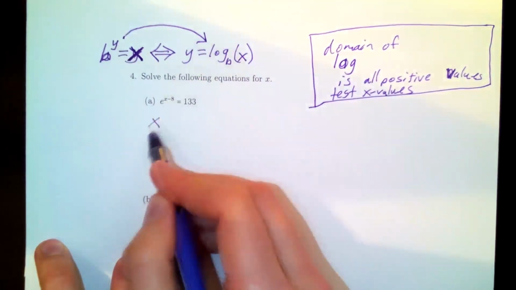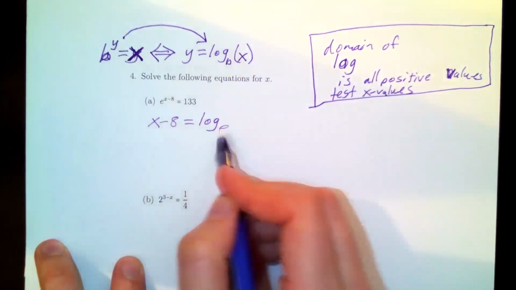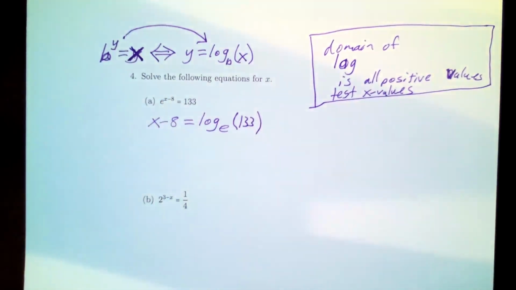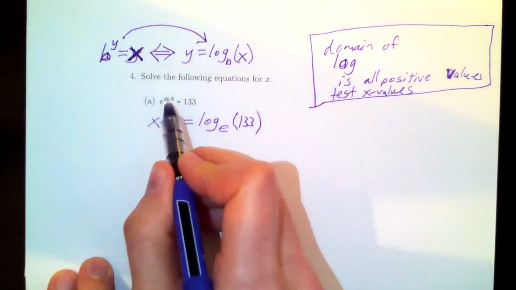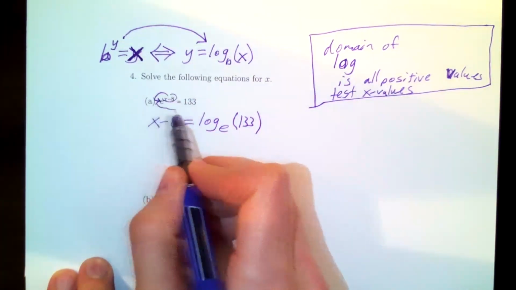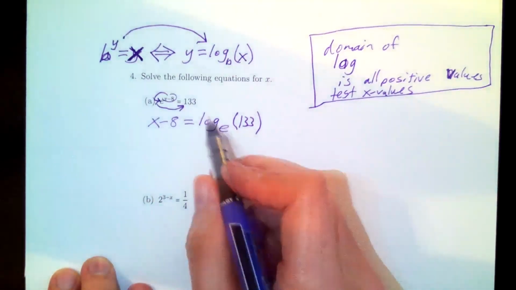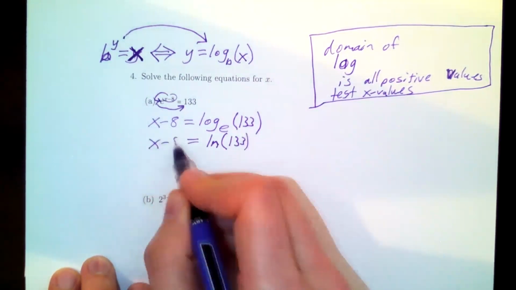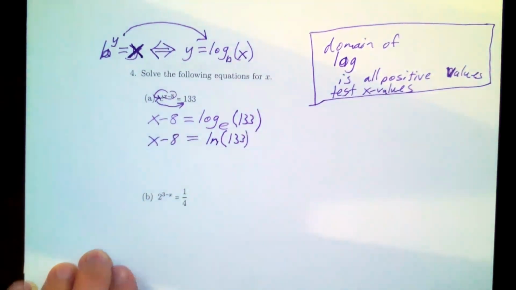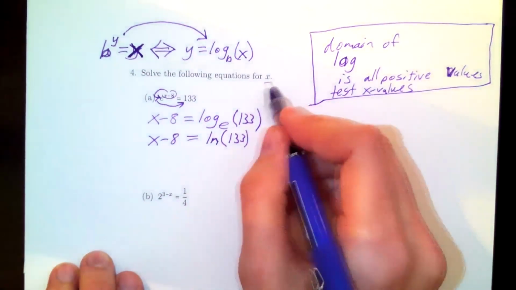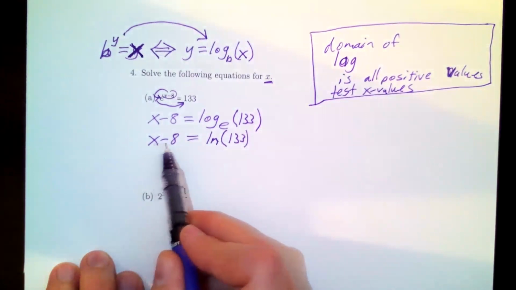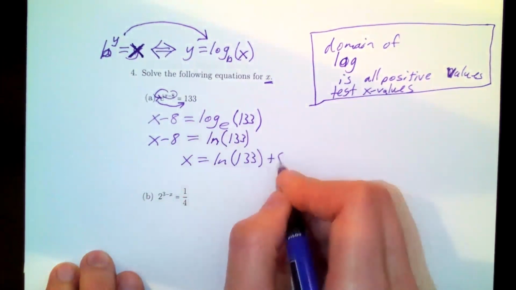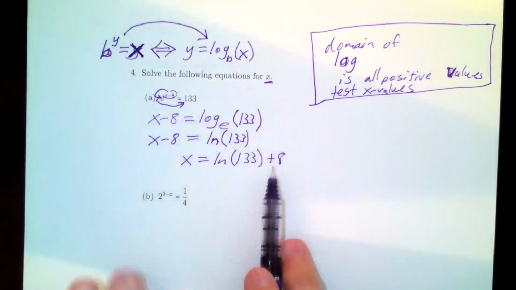You start with the power: x minus 8 equals log base e of 133. So we've just translated this using this conversion formula. The power equals log base e of 133. Now, log base e, remember, is the natural log. So what we really have here is x minus 8 equals ln of 133. And our objective is to solve for x, and I'm really close. If I just add the 8 to the other side, I'll have ln of 133 plus 8, that's your x.